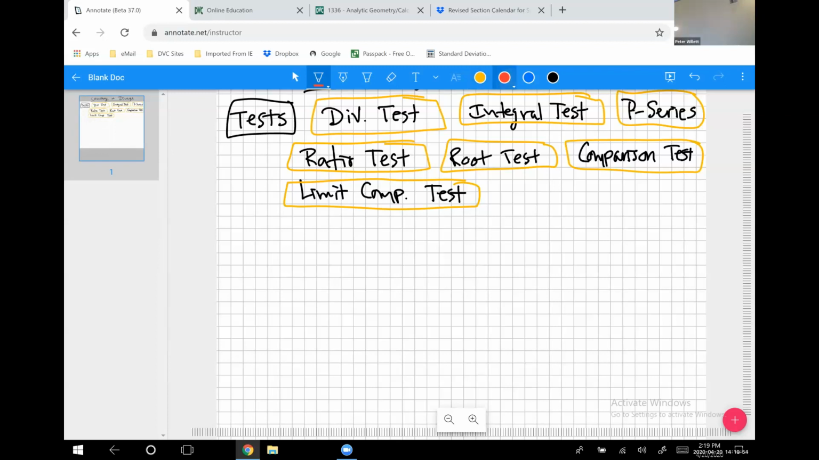So just for clarity, these first three were in 8.4 up here, and then 8.5 were the ones below the red line.